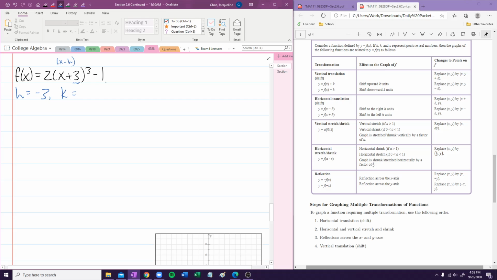My k, remember, is out here, outside of my x. A good rule of thumb: when the x values change, it is within that x, and when the y changes, it's outside. So in this case, k is negative 1. It's affecting my y values. My a is 2. Since this coefficient is positive and the coefficient of x is positive, there's no reflection.